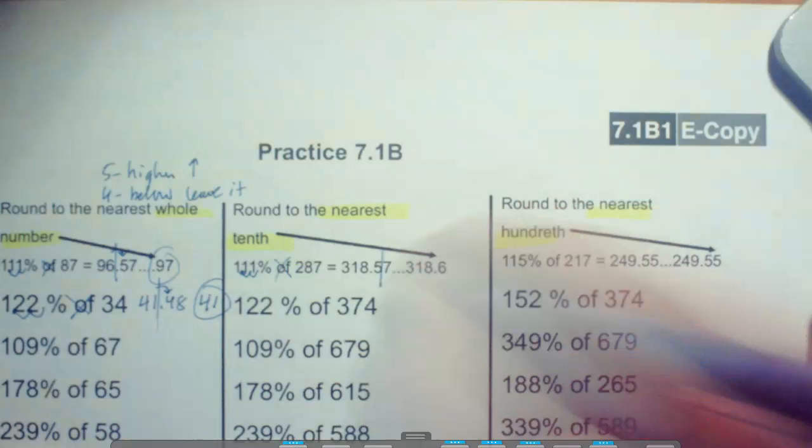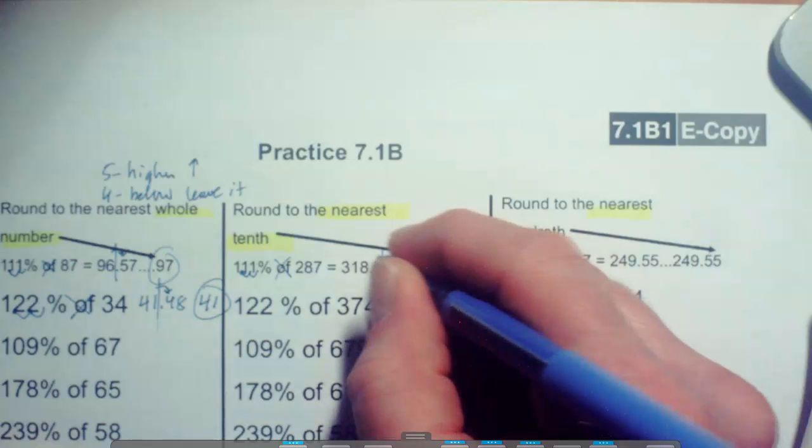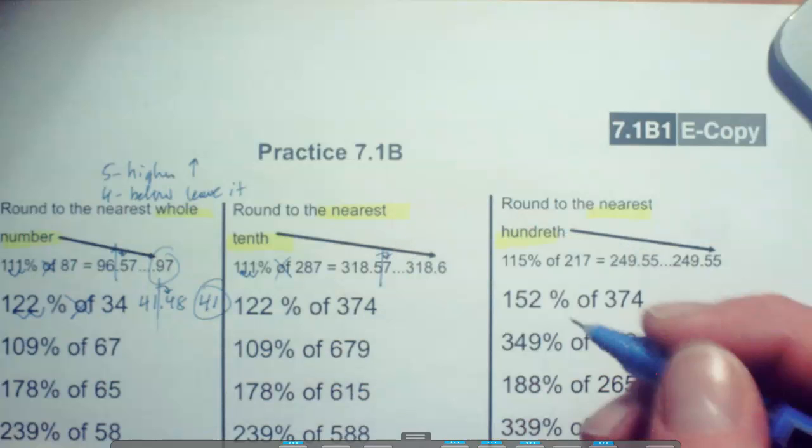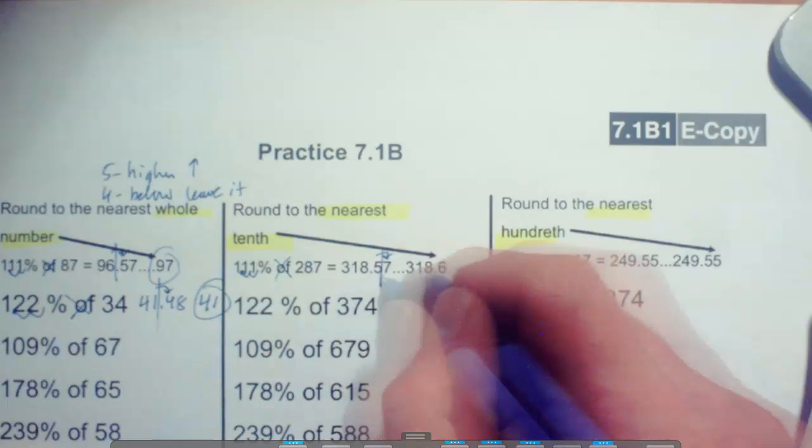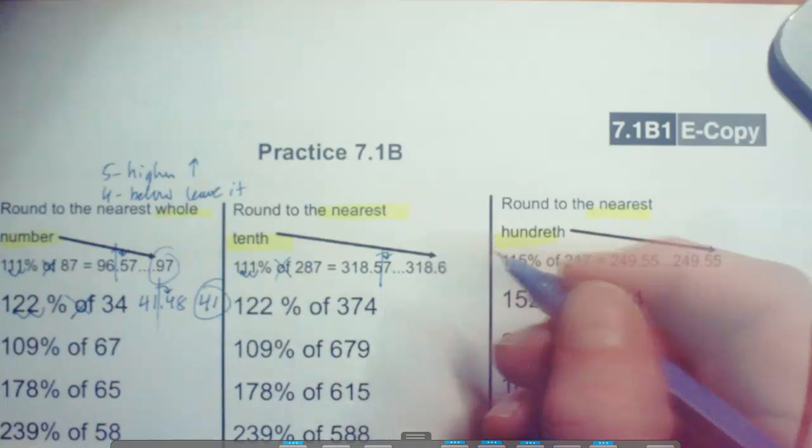So we are rounding to the nearest tenth. So we're looking, put in the door there in front of the tenth, and then we look behind it. Is there enough there to call that 318.6? Yes, there is. The 7 is bigger, so this is 318.6.